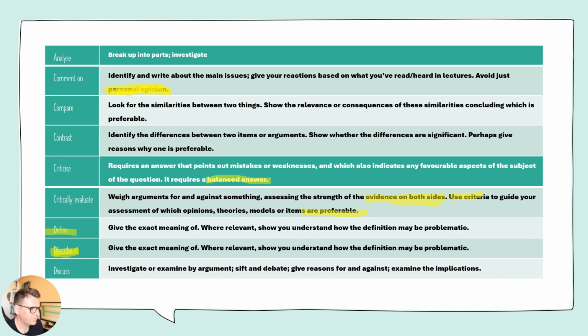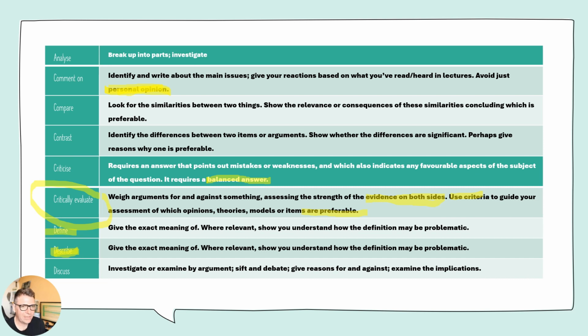So look, we're getting to the end of the table here. So discuss, investigates or examines by arguments, sift and debate, give reasons for and against, examine the implication. You see a lot of overlap here. And this is where a lot of students get a bit worried. They're kind of saying, well, what is the difference between one and the other? The differences are very nuanced, and sometimes they're very slight. I would say the best go-to approach for any of these is this one, to critically evaluate, because this one's going to do a lot of heavy lifting for the other ones.